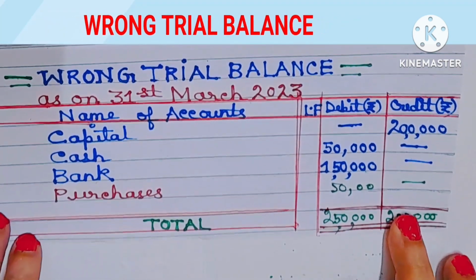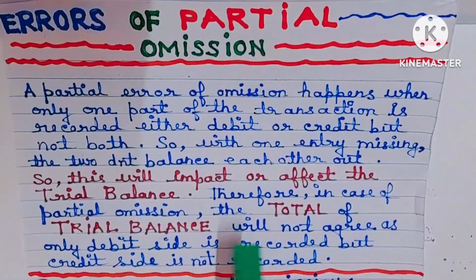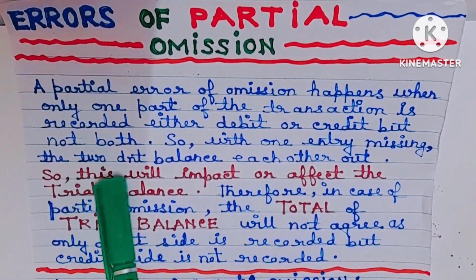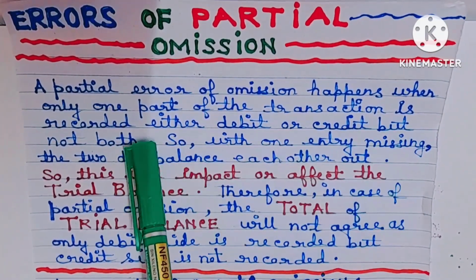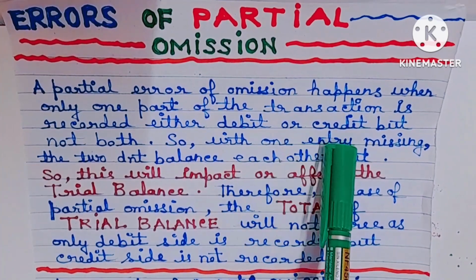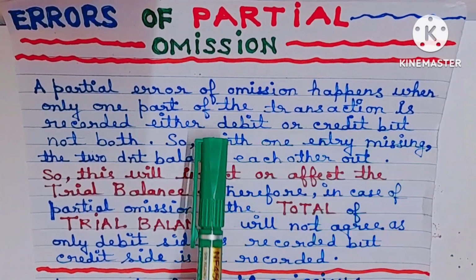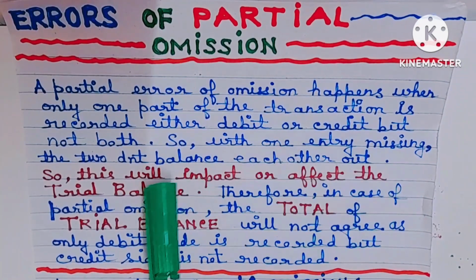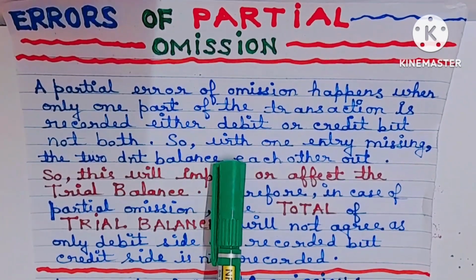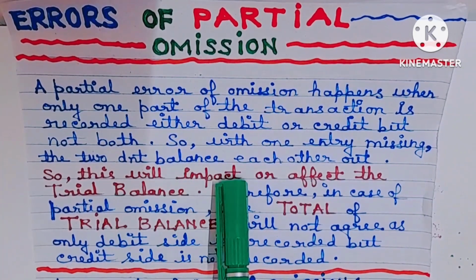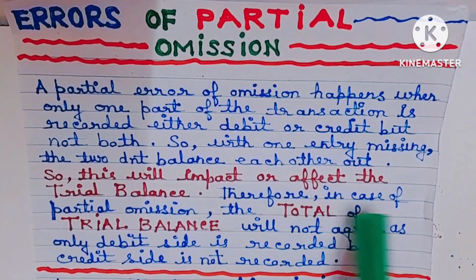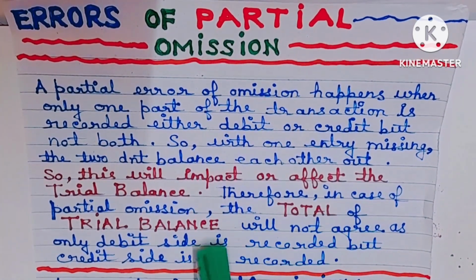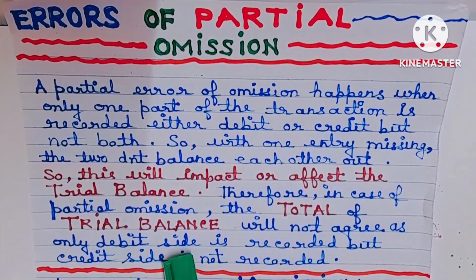Because this is a one-sided error. That is the reason we have said a partial error of omission happens when only one part of the transaction is recorded, either debit or credit, but not both. Either the debit side has been recorded or the credit side has been recorded, but not both. So with one entry missing, the two don't balance each other out. So this will affect the trial balance. Therefore, in case of partial omission, the total of the trial balance will not agree, as only the debit side is recorded but the credit side is not recorded, or vice versa.